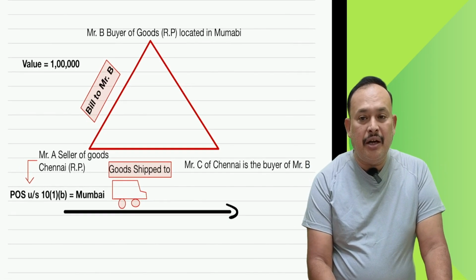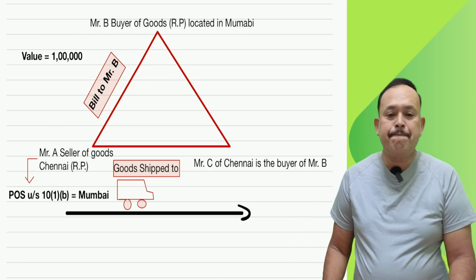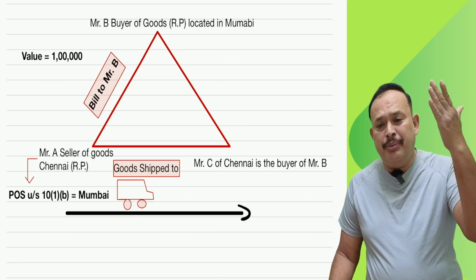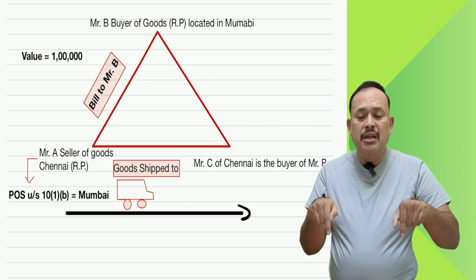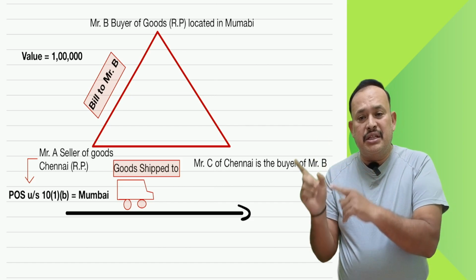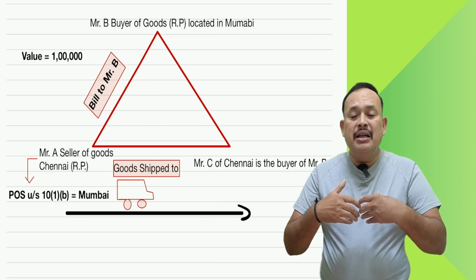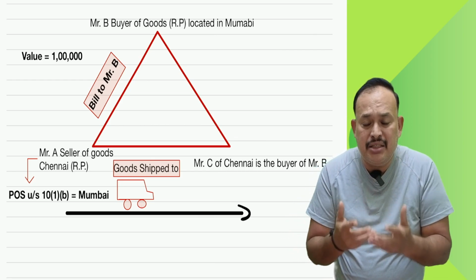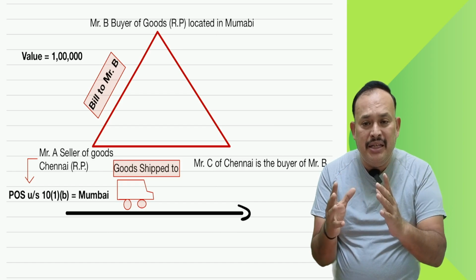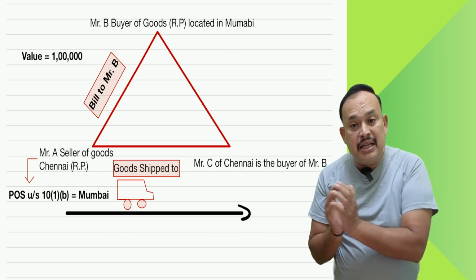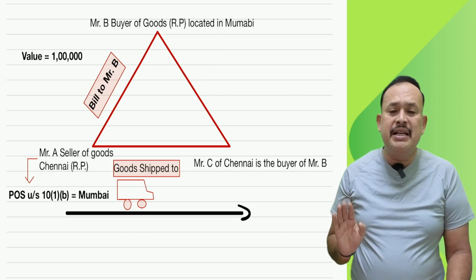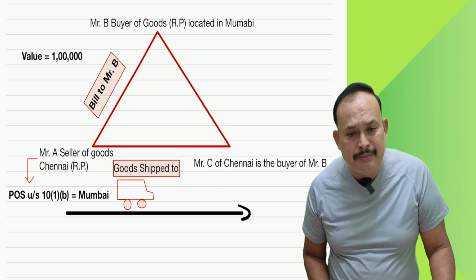Principal place of the business of a third person. Is that clear? So where is the seller located? Chennai, Tamil Nadu. Who is he billing to? Mr. B. So in the invoice, the buyer is Mr. B, and the consignee is Mr. C. When Mr. A issues the tax invoice, it carries the seller Mr. A's address, the buyer Mr. B's address, and the consignee is the person receiving the goods, namely Mr. C. So in this case, the bill to ship to model is considered.